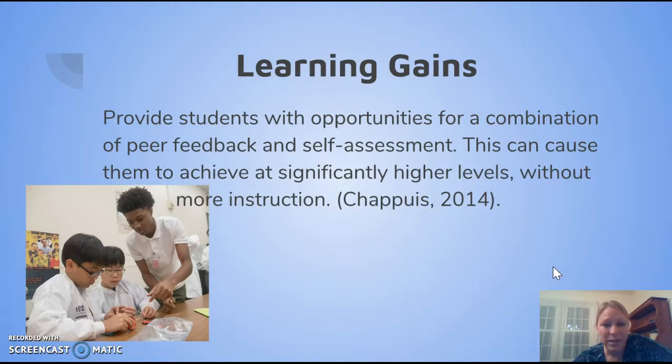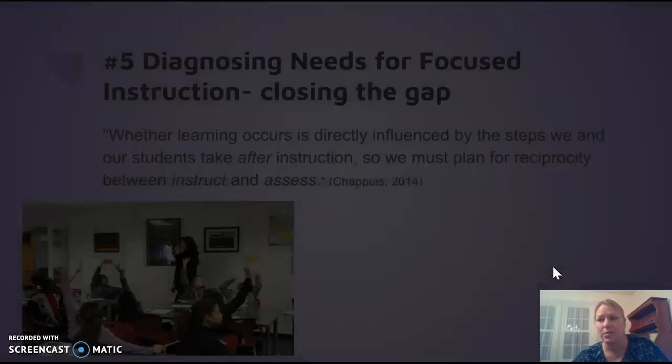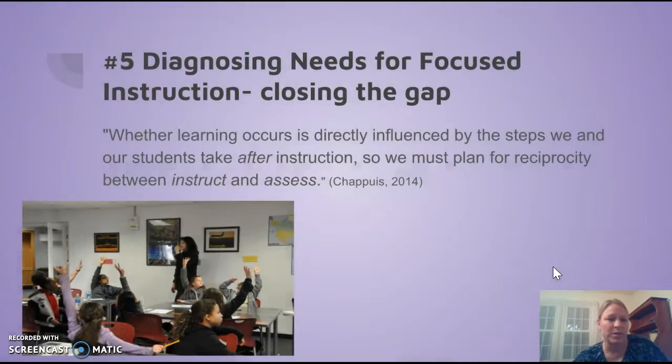With the learning gains, provide students with opportunities for a combination of peer feedback and self-assessment. This can cause them to achieve at significantly higher levels without more instruction. Self-evaluation must be linked with the instruction so students learn and perceive. Diagnosing needs for focused instruction can help close the gap. Whether learning occurs is directly influenced by the steps we and our students take after the instruction, so we have to plan for reciprocity between instruction and assessment.